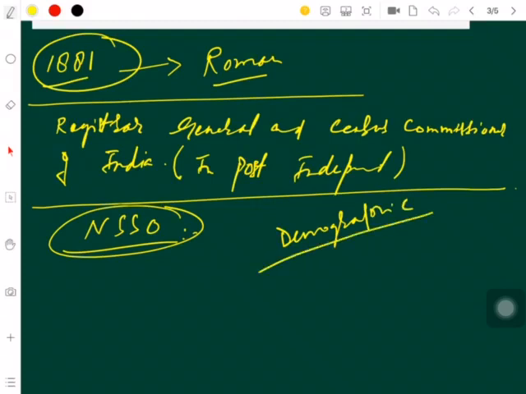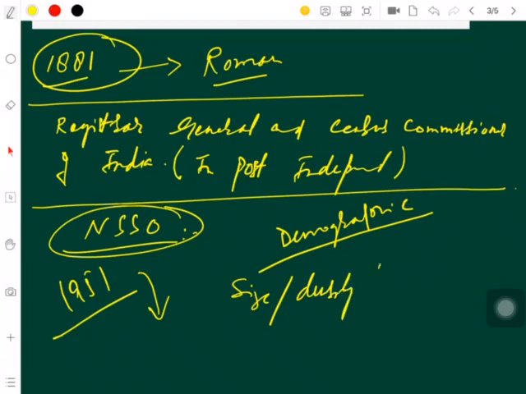After independence, the first census was held in 1951. It collects information on various aspects of population, such as size of the population, density of the population, literacy, sex ratio, birth, death, etc. So NSSO is one more important topic. That's why I am giving some important tips and tidbits regarding it.